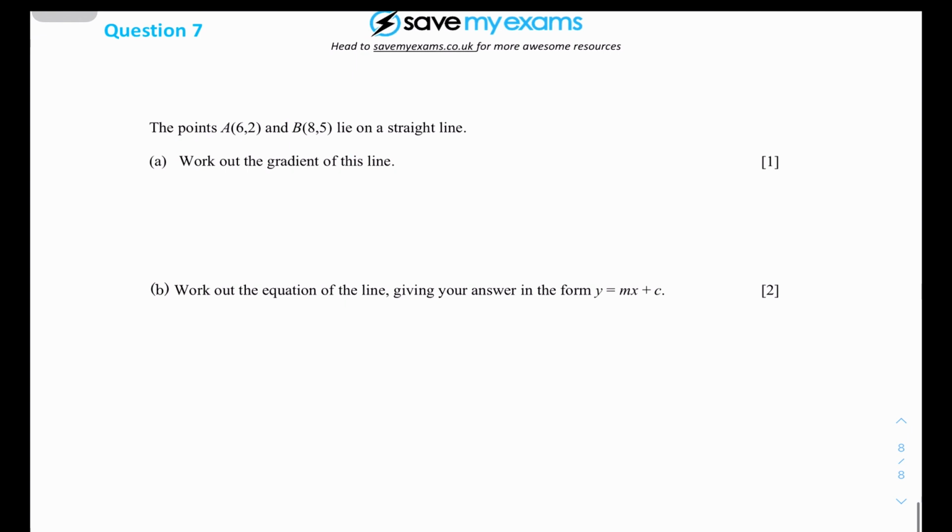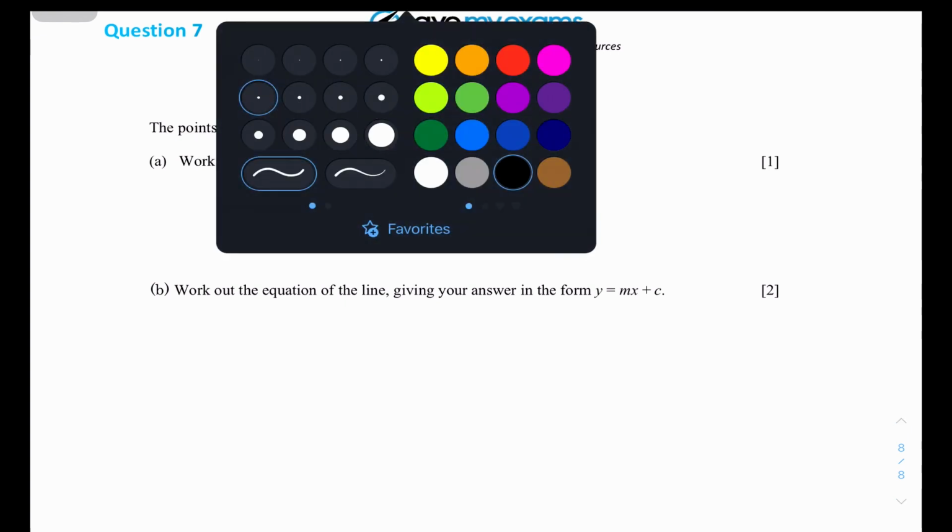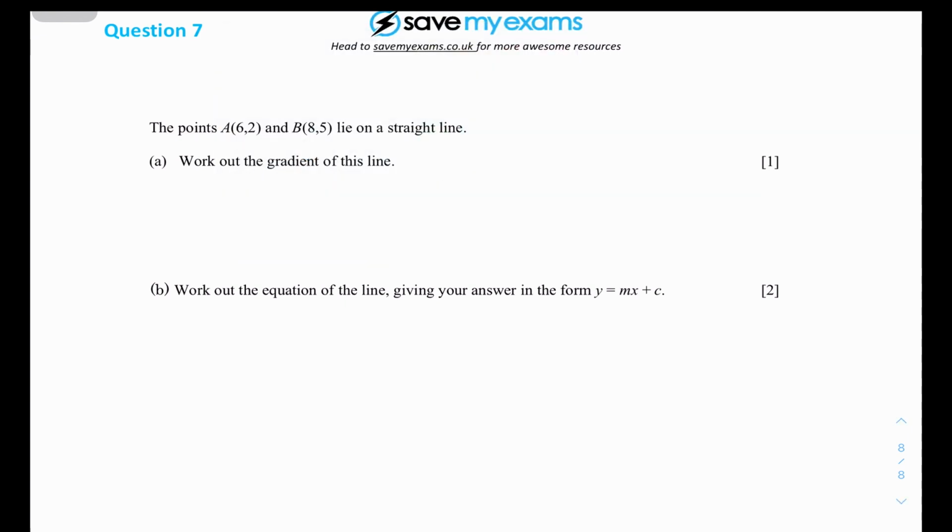And lastly, we have question 7. The point A is (6, 2) and B is (8, 5). They lie on a straight line. Work out the gradient of the line. Quite simple and straightforward. y2 minus y1 over x2 minus x1. 5 minus 2 is 3.